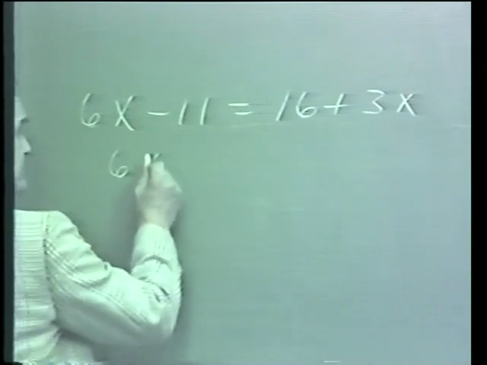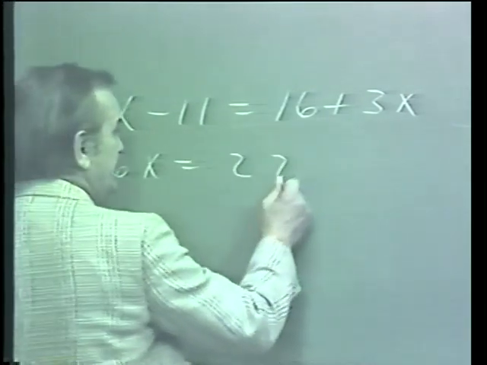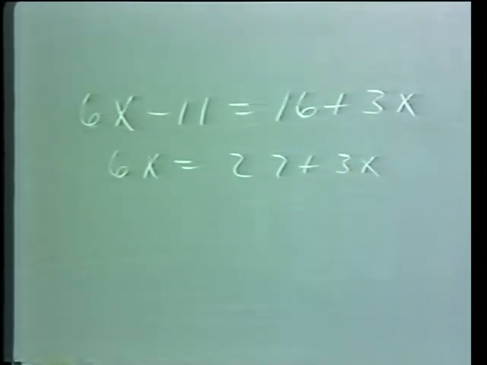Okay. So if I do that, I get 6x on the left. On the right, I get 27 plus 3x. So I did what she told me to do. Now what do you want to do? Get a 3x. Okay, how are you going to do it?